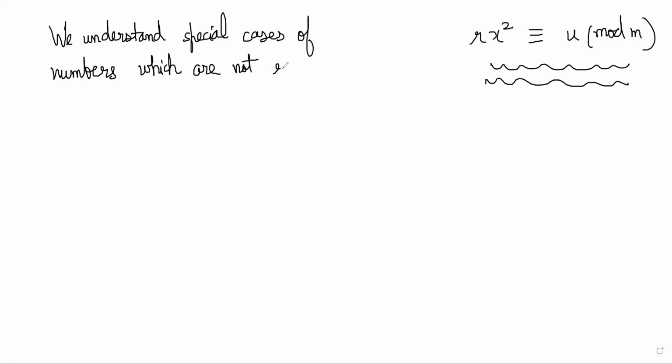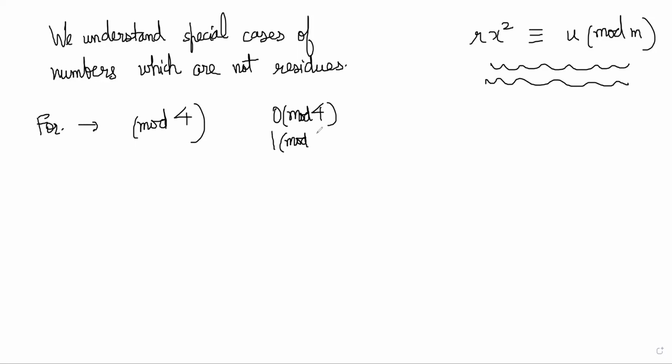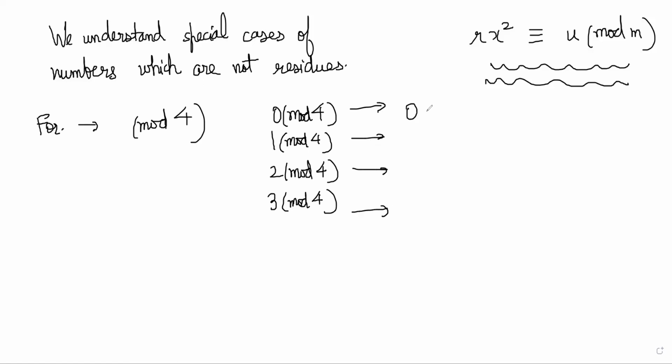So what is the meaning of that? Basically, what we realize is, for example, if you work in modulo 4, take all the squares in modulo 4: 0 mod 4, 1 mod 4, 2 mod 4, and finally 3 mod 4. If you take all the squares in all these cases, you will realize here you get 0, here you get 1, here you get 0, here you get 1 modulo 4, right? So the only possible quadratic residues in modulo 4 are 0 and 1.